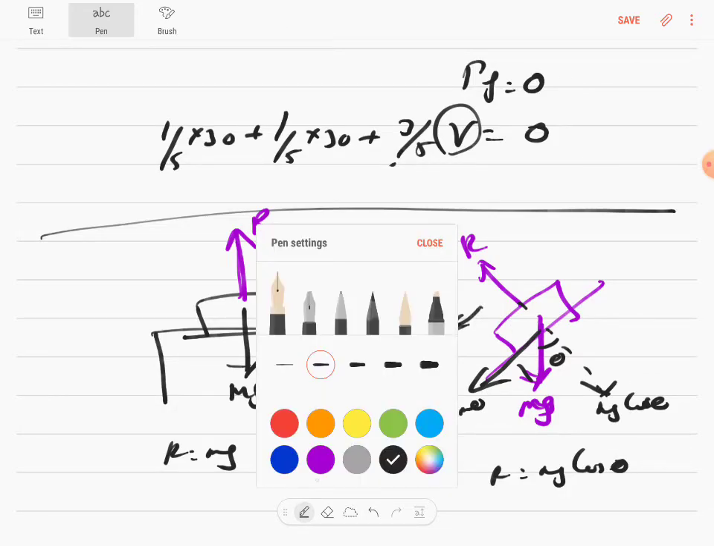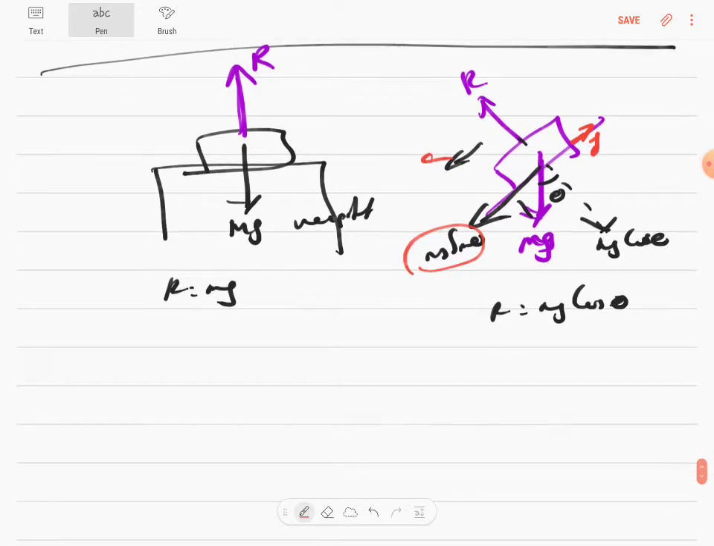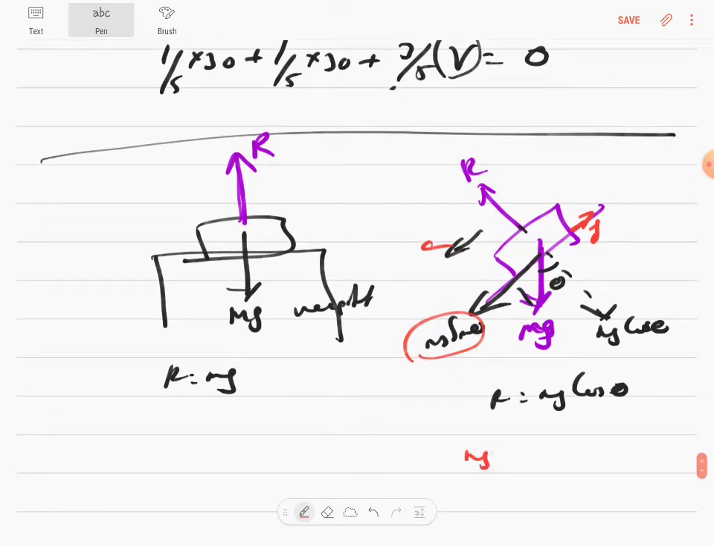Suppose this block is going to slide down, there will be frictional force in this direction. So this mg sin theta will be countering the friction. If it's going to accelerate, the mg sin theta will be greater than friction. If it's going to come down, you should know that mg sin theta is greater than f. So mg sin theta minus frictional force will be responsible for mass into acceleration of the block in this direction.